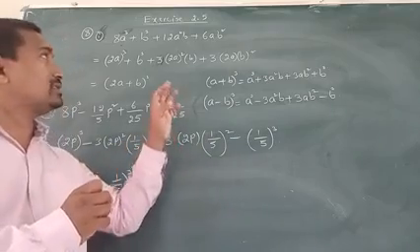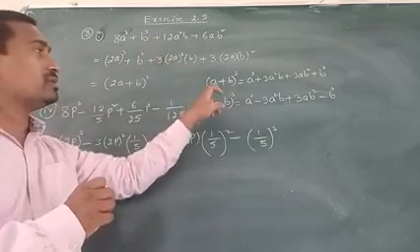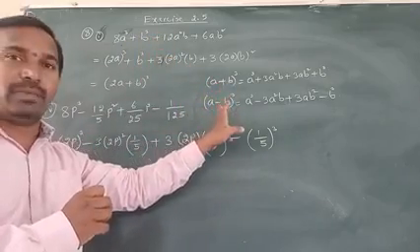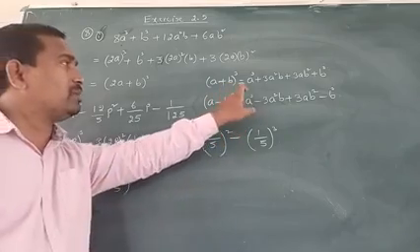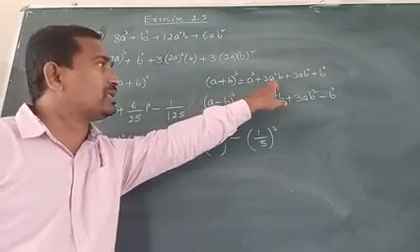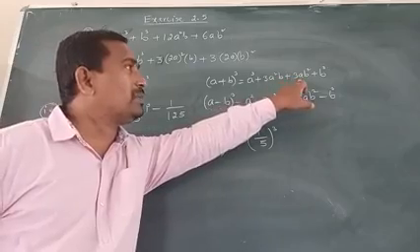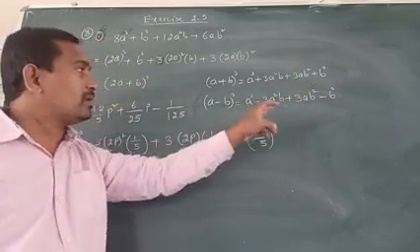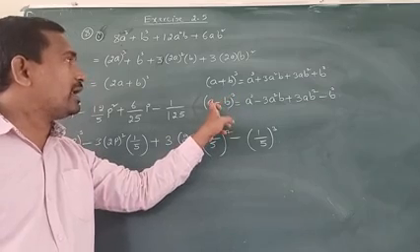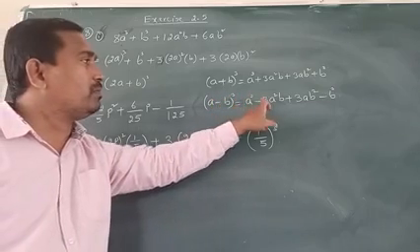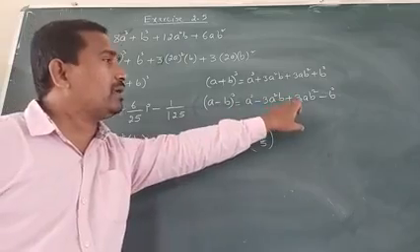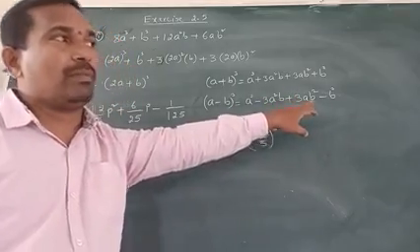What are the identities? Here cubes are there, so a plus b whole cube, a minus b whole cube. What is a plus b whole cube? a cube plus 3a square b plus 3ab square plus b cube. a minus b whole cube is a cube minus 3a square b plus 3ab square minus b cube.